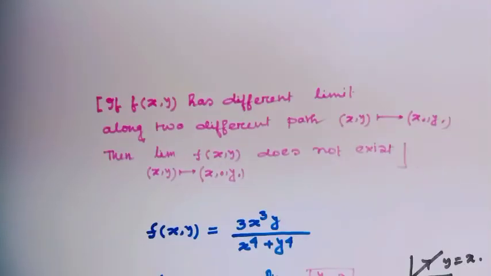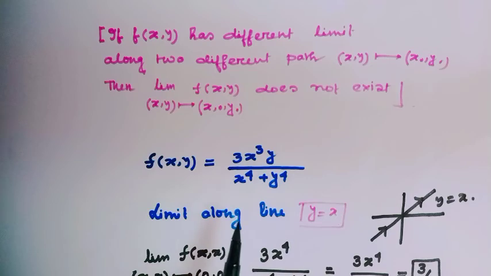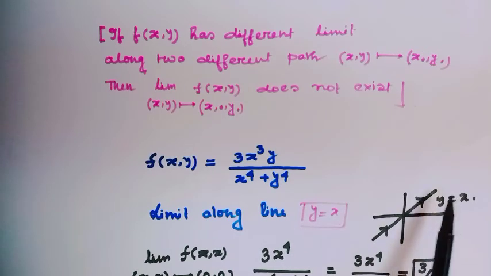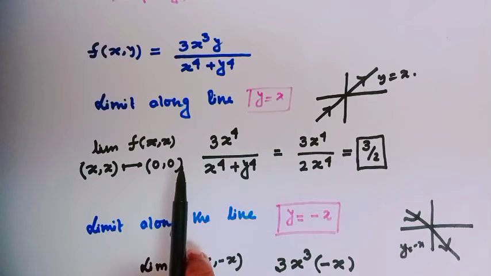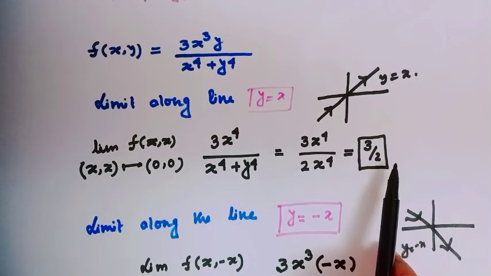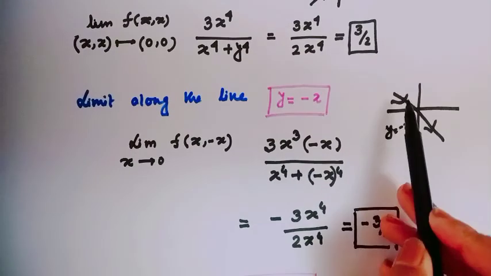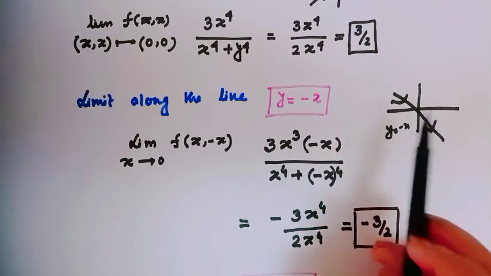At first consider this function f(x,y) equal to this. At first consider the limit along the line y equal to x. This is the line y equal to x. Then the limit will become limit with y equal to x, that means x tends to 0. Then the value of the limit will be 3/2. If I consider another path, this also goes to 0 along the x-axis, along y equal to minus x. Here I consider y equal to x.